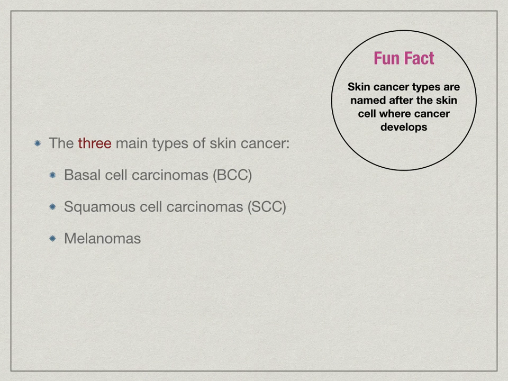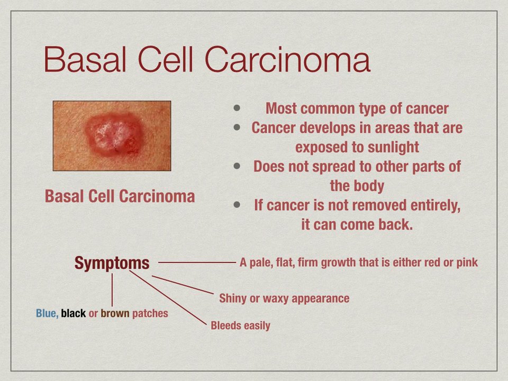The first type of cancer that we're going to talk about is the basal cell carcinoma. This is one of the most common types of skin cancer, and it grows very slowly. These cancers will typically develop in areas that are exposed to the sun, like the head or the neck. And this cancer most likely will not metastasize to other parts of the body. If the cancer is not removed entirely, it will grow back or recur in the same area where it developed.